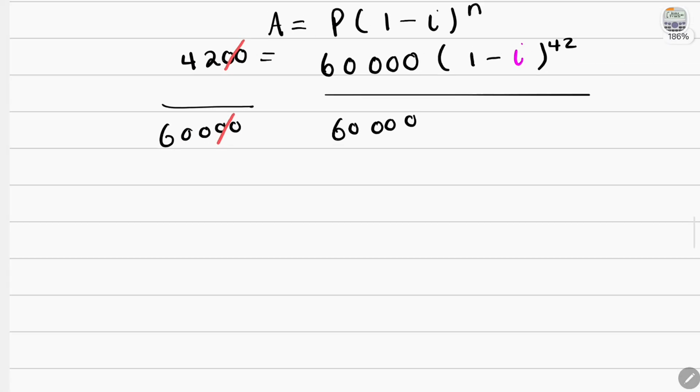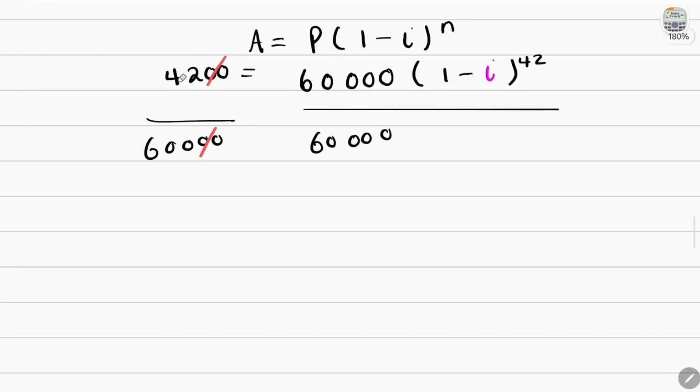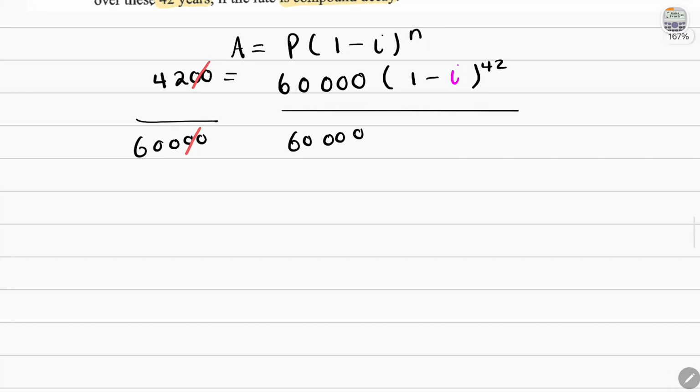Okay, so 42 is a multiple of 6, so 6 is a common factor. It's actually the highest common factor. So we can just say 42 divided by 6 is 7 over, and then 600 divided by 6 is 100. 7 over 100 is equal to, this cancels, and we have 1 minus I raised to the power of 42.